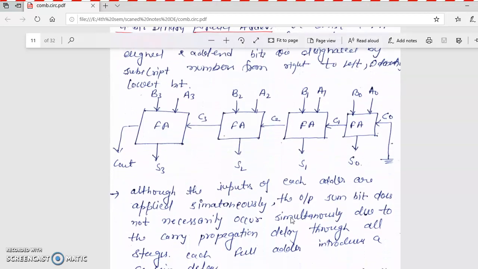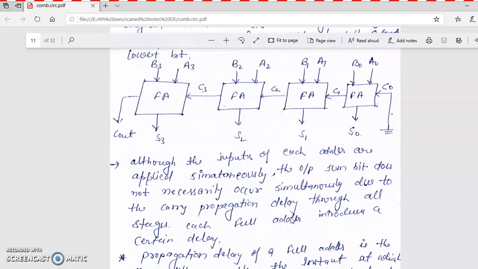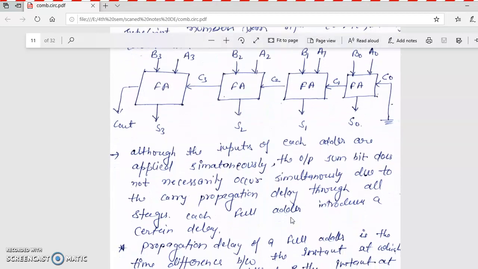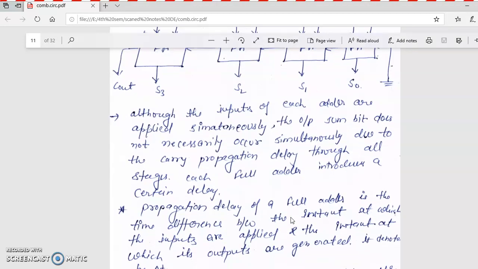The inputs of each adder are applied at the same time. The output sum bits do not necessarily occur simultaneously, due to the carry propagation delay through all the stages; each full adder introduces a certain delay. Actually what happens is, we feed the bits at a time, but we do not get the output at a time. Why? Because the carry propagation delay is present at each stage. Okay, because every stage introduces a certain delay.